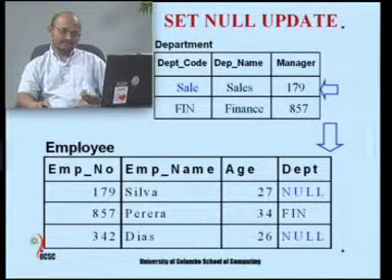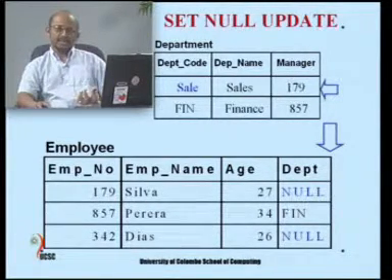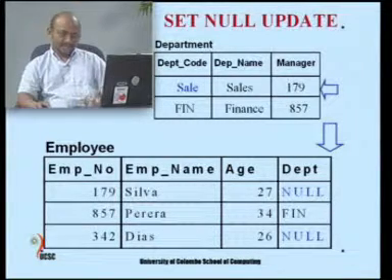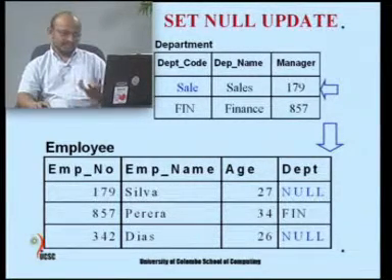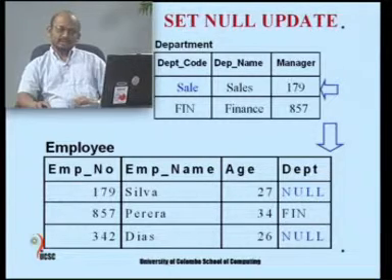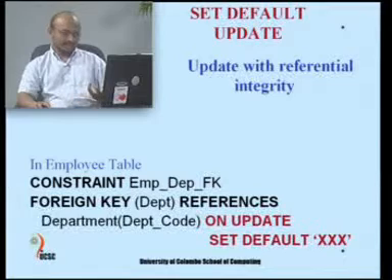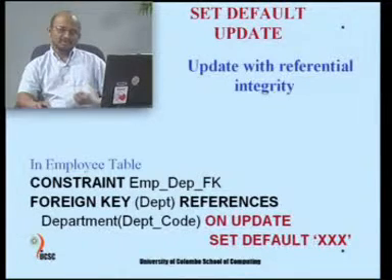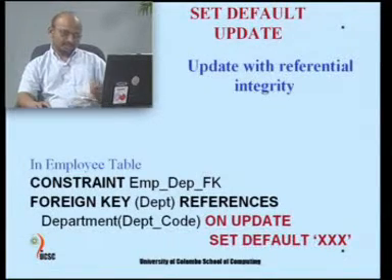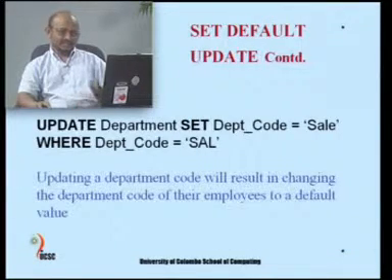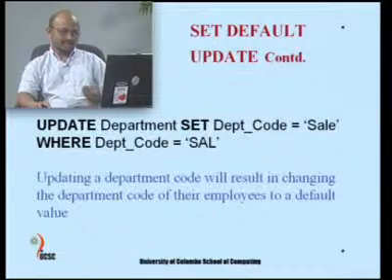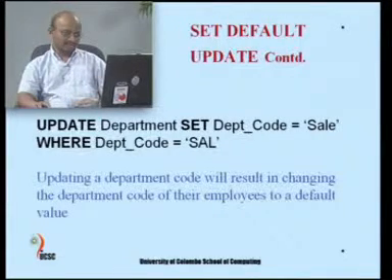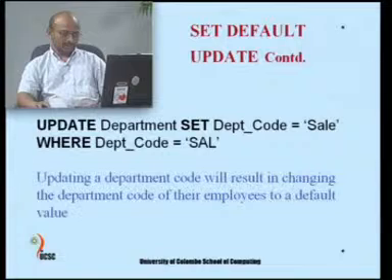So, depending on the requirement, you will select what you want to do. If you want to change both, then you have to use cascade. If you want to keep it null and assign later, then you can have set null. If you want to set to some value other than null, then you can also do that by assigning a default value. In this particular case, I have just put a default value as XXX, meaning it may change to that default value.